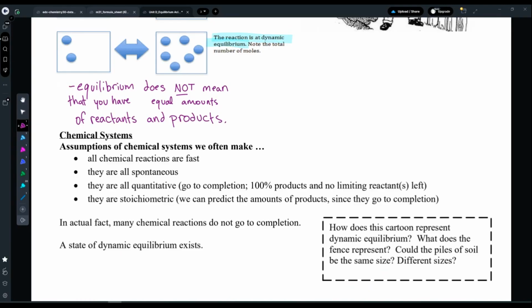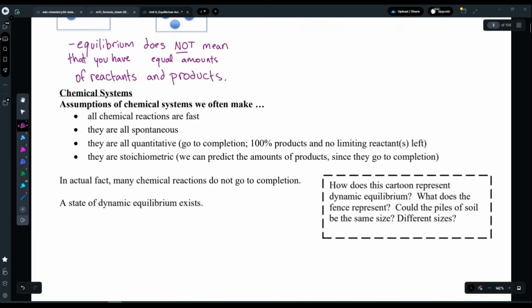So that means that we can predict the amount of products since they go to completion. However, the problem is that all of these assumptions, they don't necessarily happen in real life. So many chemical reactions don't necessarily go to completion. Okay, and that's because something called dynamic equilibrium exists.